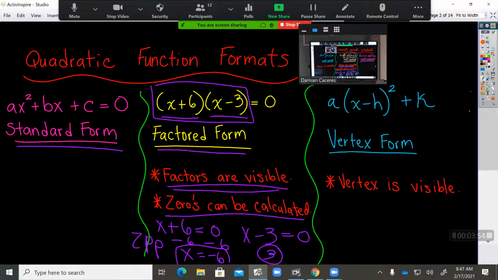Focus. Stop copying Vertex Form. We ain't doing Vertex Form. We're on standard here. I want you to pay attention because this is important. Without knowing how to label A, B, and C, you can't do anything in this chapter. Like nothing.